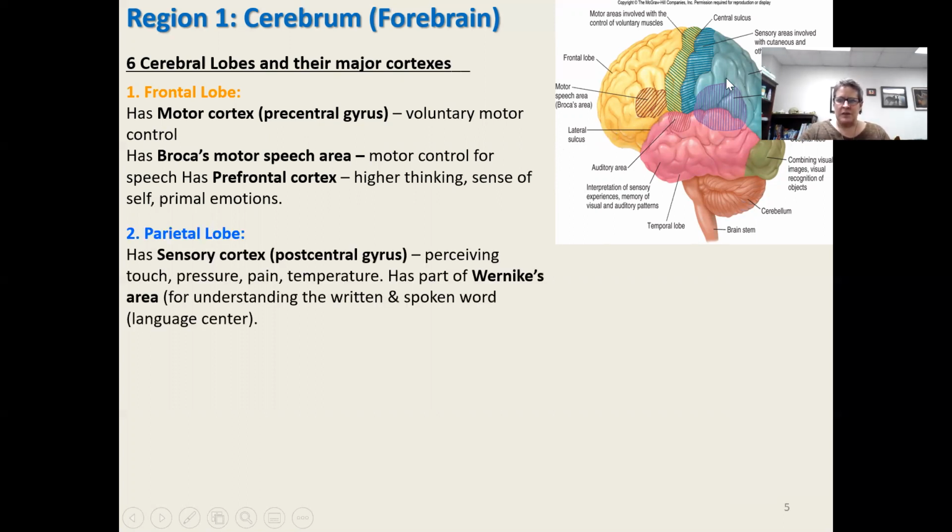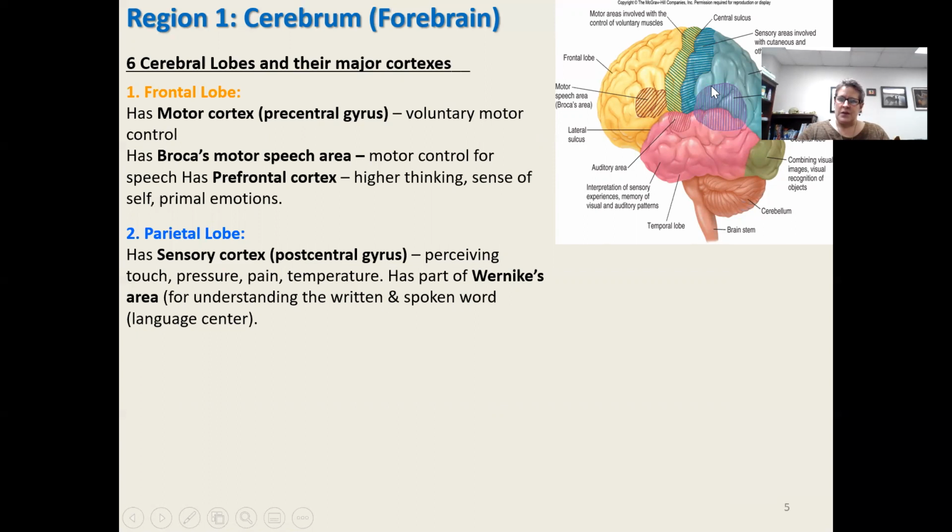Now, the parietal lobe has the sensory cortex or the postcentral gyrus. Post because it's behind, and central for the central sulcus. So it's the blue striped mark right here. Now, that is going to handle all of your sensory interpretation. And notice it has part of the Wernicke's area.